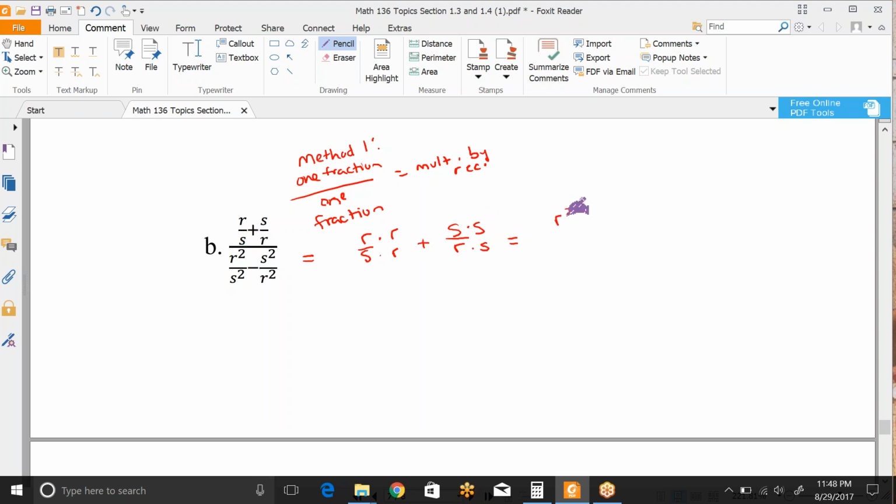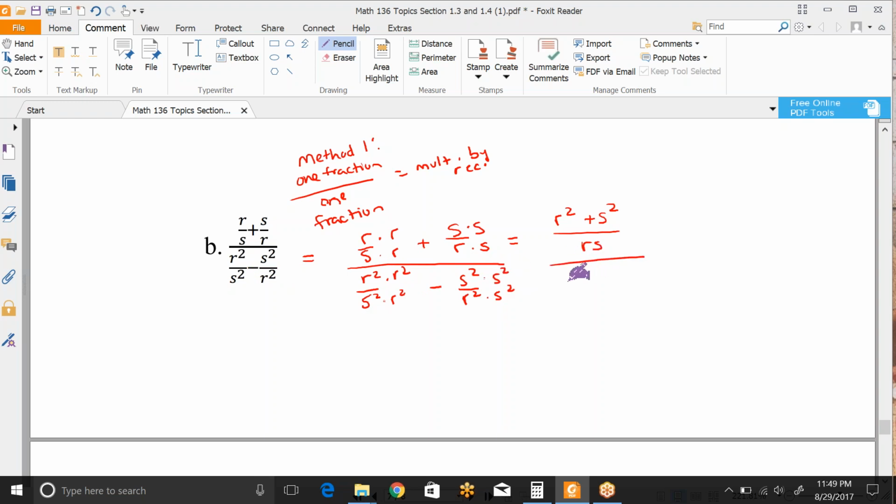That's going to make that r squared plus s squared over rs. So that's my new numerator once I combine those with common denominators and get something we can add together. For this one, we need r squared and s squared to be our common denominator on the bottom because you need both. So we're going to multiply the first one by r squared over r squared and the second one by s squared over s squared.